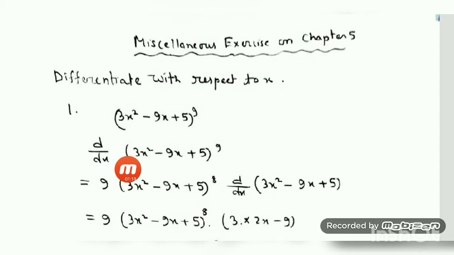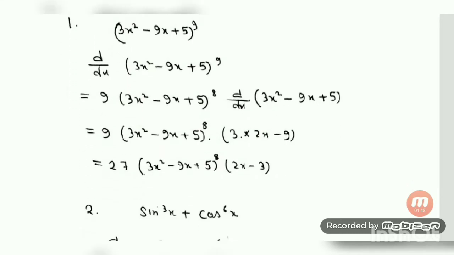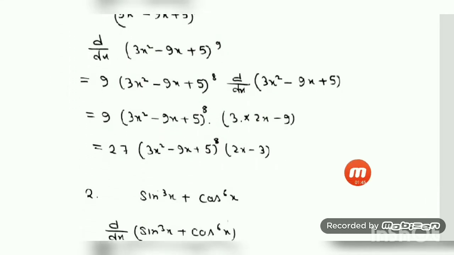So if I apply the x to the power n formula, you will get n x to the power n minus 1. In this case, it will be 9 into (3x square minus 9x plus 5) whole to the power 9 minus 1, that is equal to 8. After that, as you have thought of this portion as x, take the derivative of this portion. So just keep this 9 (3x square minus 9x plus 5) whole to the power 8.